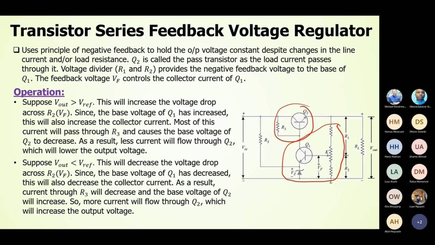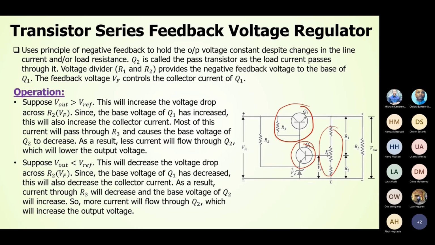Okay, so Q2 is the pass transistor because the current will pass through this to the load. Here we have R1 and R2, which is actually a voltage divider. This will provide the negative feedback voltage to the base of Q1. So Q1 is actually your controller, and the voltage divider circuit will provide the necessary feedback voltage to this controller. The feedback voltage VF will control the current through Q1, and this current through Q1 will control the current through Q2, and this will ultimately control the current being sent to the load.